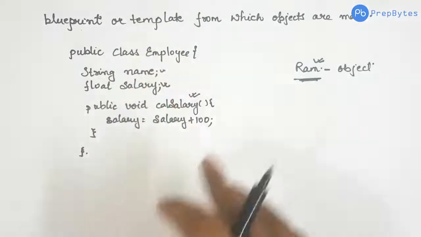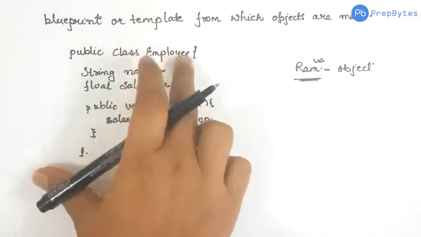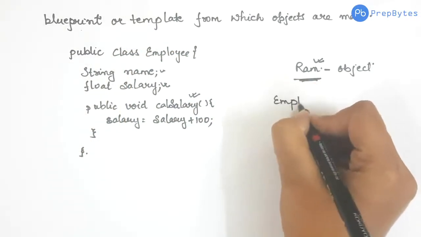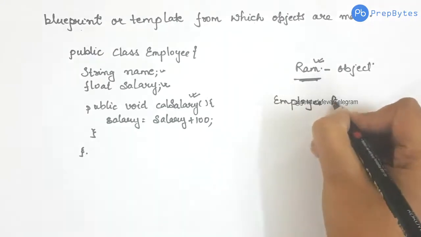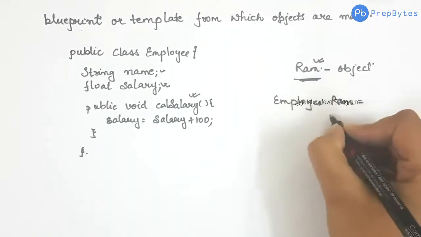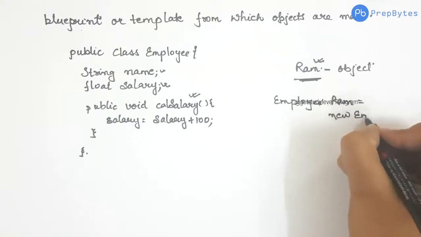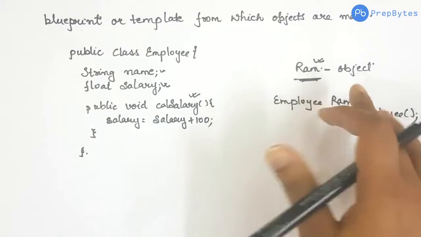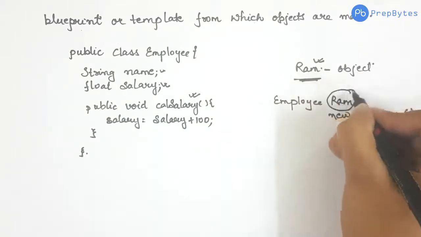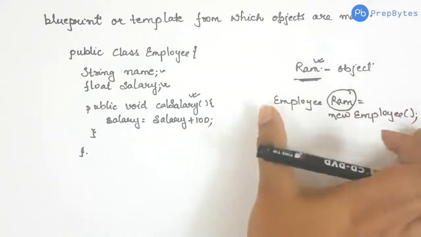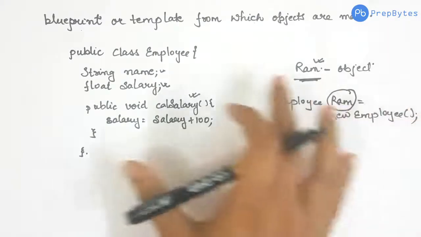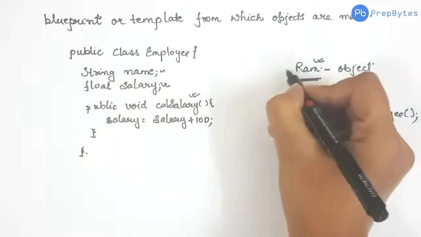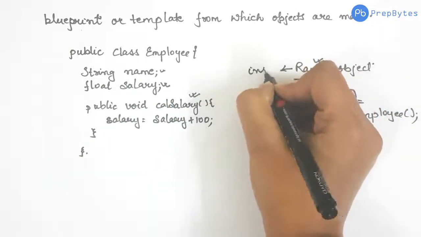And whenever you create an object from a class, let's say I do this: Employee ram = new Employee. So this is how we create an object. So this is the object. Whenever we create an object of a class, we create an instance of that particular class. So object is also an instance of the class.